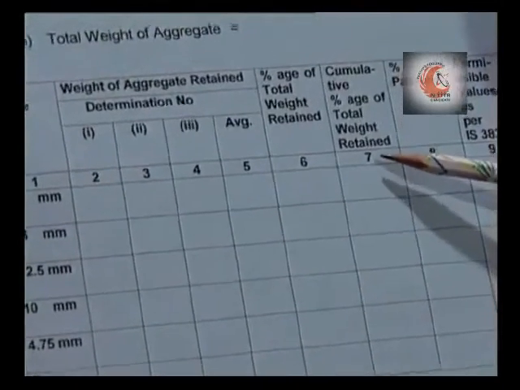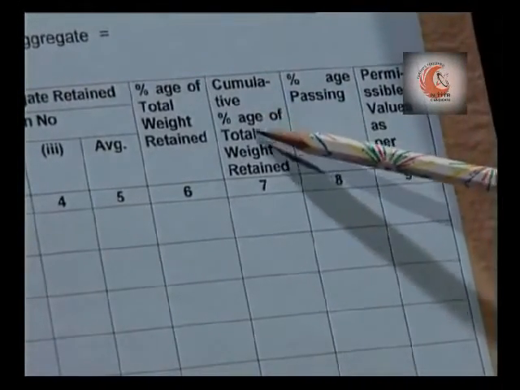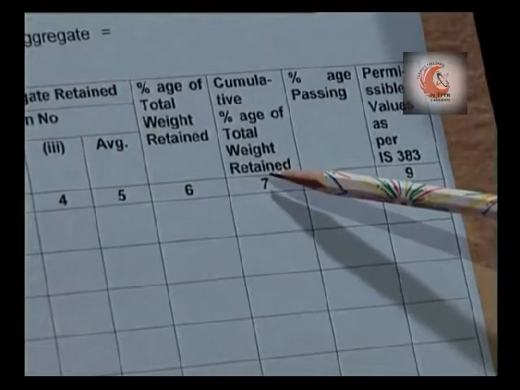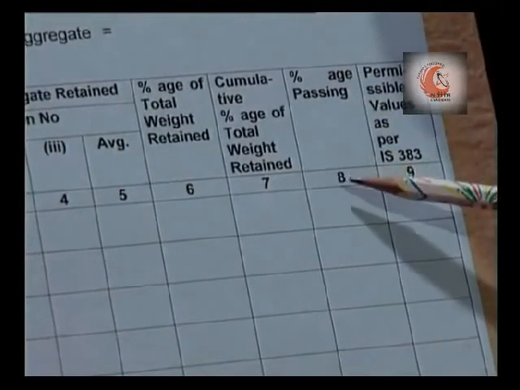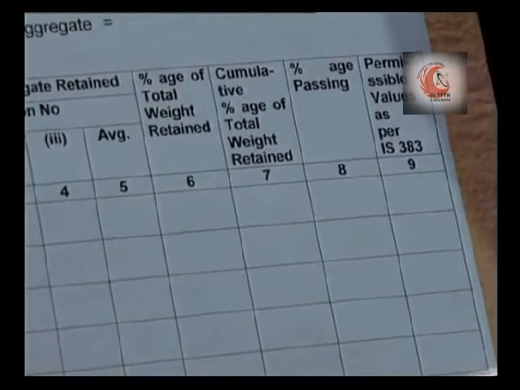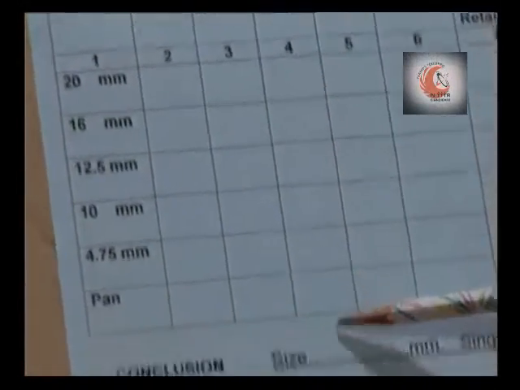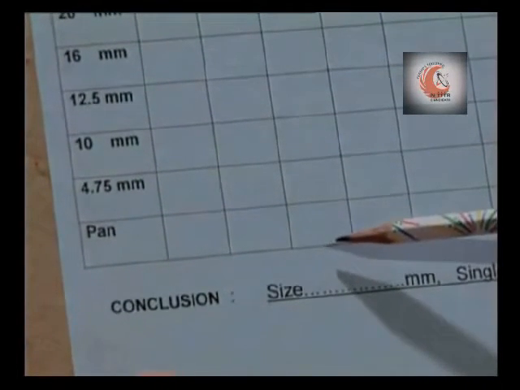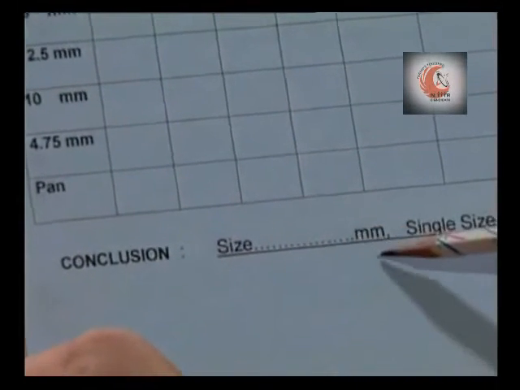Column 7 is used to fill the cumulative percentage of total weight retained. Percent passing of coarse aggregate is finally recorded under column 8. During the conduct of the experiment, different weights retained on different sieves will be recorded in the observation sheet and final calculations are made to find out the size and grading of the aggregate.